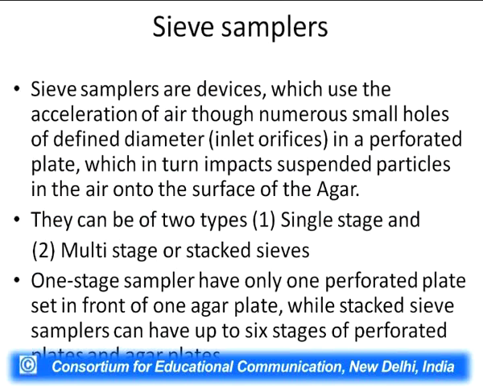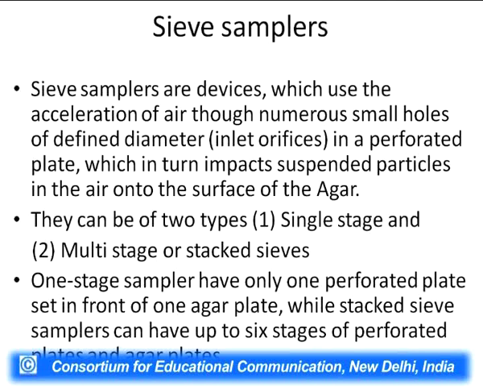Sieve samplers are devices which use the acceleration of air through numerous small holes of definite diameter. They are also called inlet orifices in a perforated plate, which in turn impacts suspended particles in the air onto the surface of the agar.